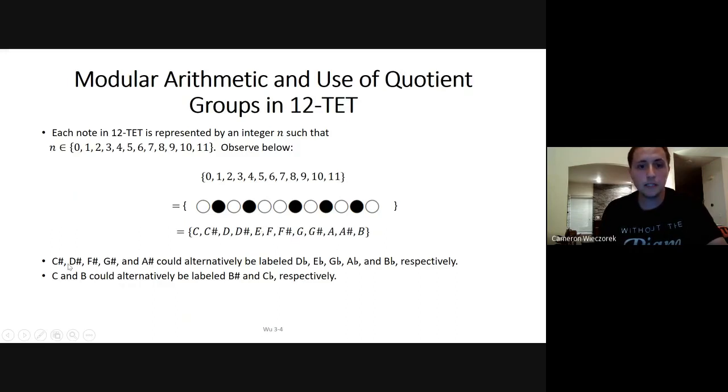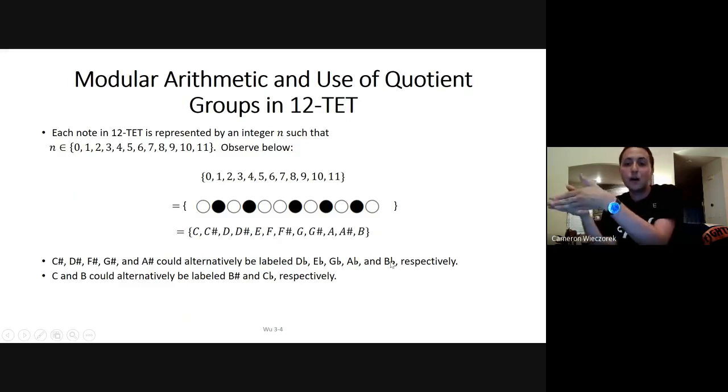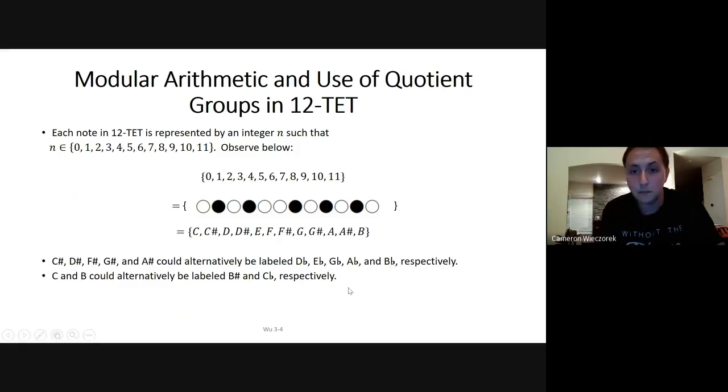Also notice that C sharp could alternatively be labeled as D flat. D sharp could alternatively be labeled as E flat. F sharp could alternatively be labeled as G flat. G sharp could alternatively be labeled as A flat. And A sharp could alternatively be labeled as B flat. They're in the same position on the keyboard. It just depends on whether you're looking up a half step or down a half step from a respective note. Likewise, C and B could alternatively be labeled B sharp and C flat.